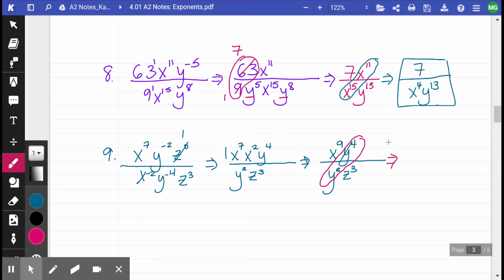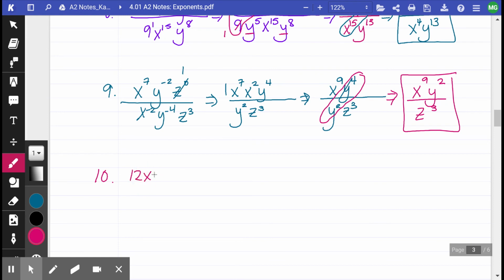So where do I have more y's? I have more y's in the top. How many more? 2, so it becomes y to the 2nd. So hopefully you got that same answer on your own.